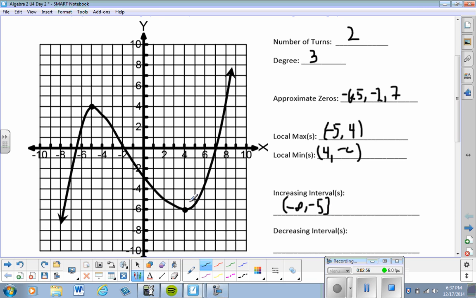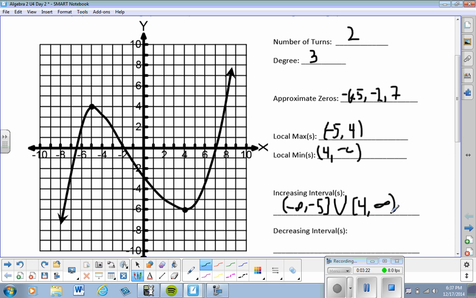And it also looks like it's increasing from positive 4 to positive infinity. So put this U for union, and we're going to include 4. And we're going to go all the way to positive infinity.